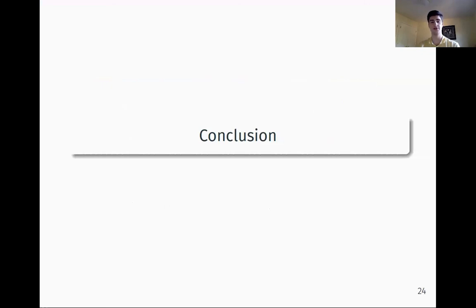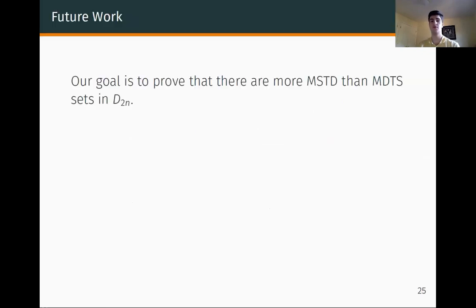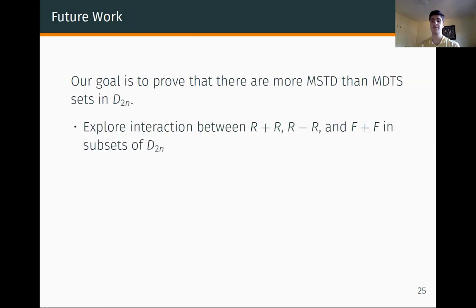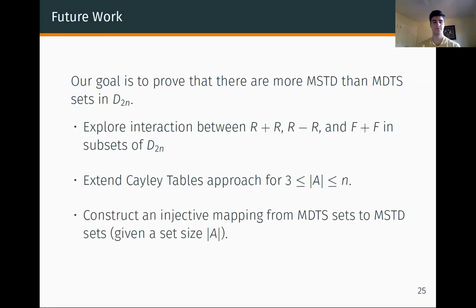Okay, next is the conclusion. And so for our future work, we are very close, but we have not quite finished, proving that there are more MSTD than MDTS sets in the dihedral group. We have several different methods that we're using to attack this. The first is exploring interactions between R plus R, R minus R, and F plus F in subsets of the dihedral group. The second is extending the Cayley tables approach for the size of A ranging from 3 to n. And the final method is finding an injective mapping from MDTS sets to MSTD sets.